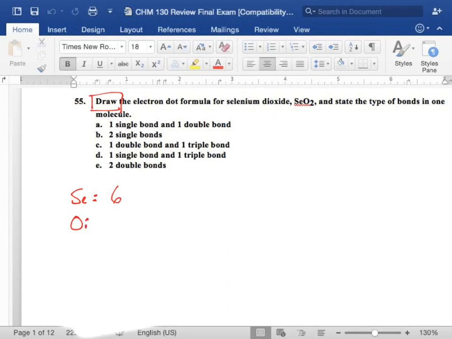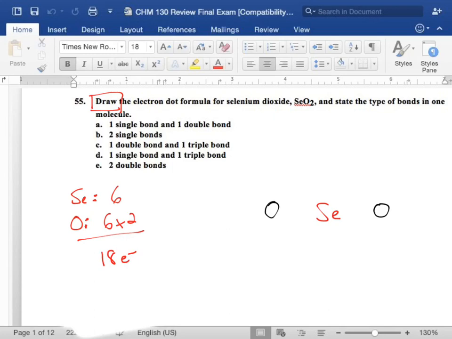Oxygen has 6, but there's 2 oxygens. So I get 18 electrons. The next step is to pick our center atom, which is the least electronegative. That'll be the selenium. I'll scatter my oxygens around it. It doesn't really matter where I place them. I just want them around it.